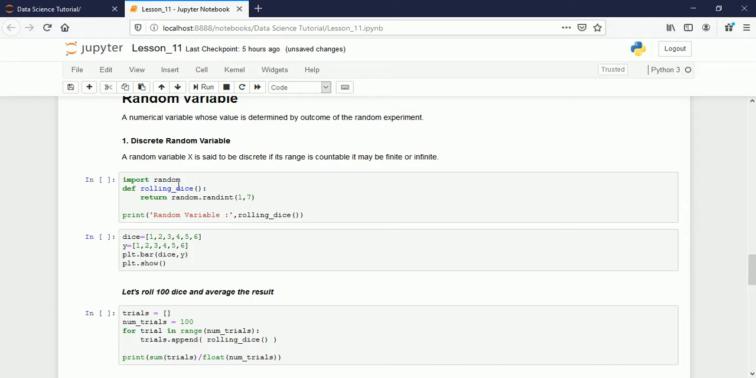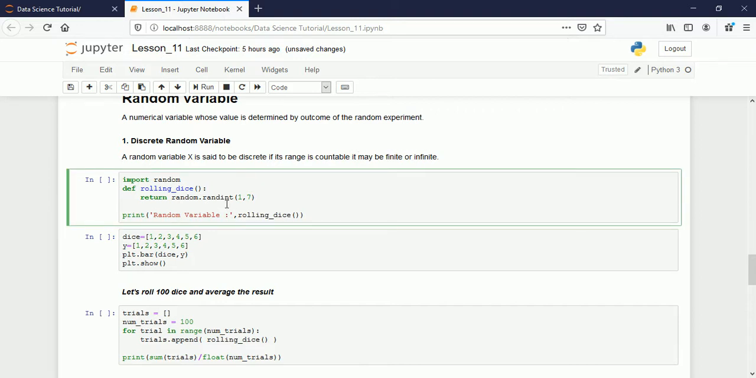In discrete random variables, we gave the example of dice. For example, in dice we have whole numbers like 1, 2, 3, 4, 5. It does not accept a fraction part, so only whole numbers. A random variable X is said to be discrete if its range is countable. It may be finite or infinite.